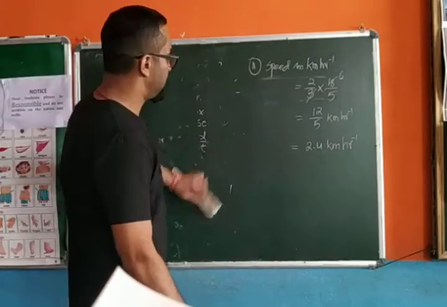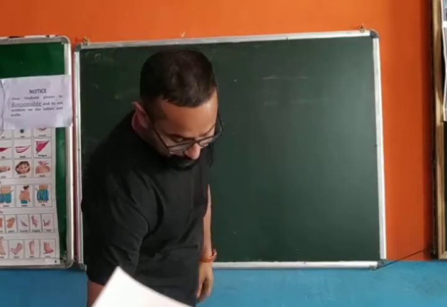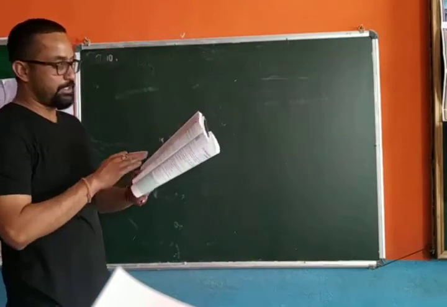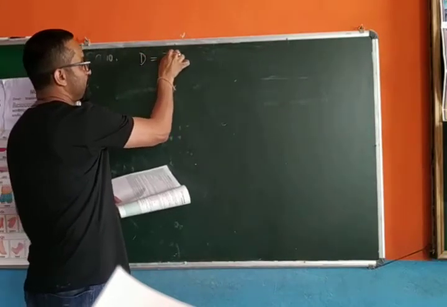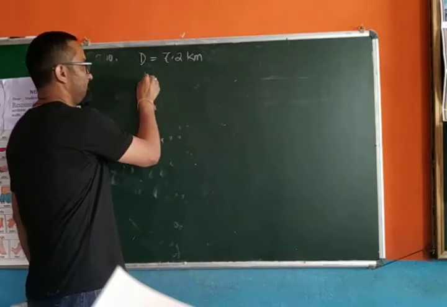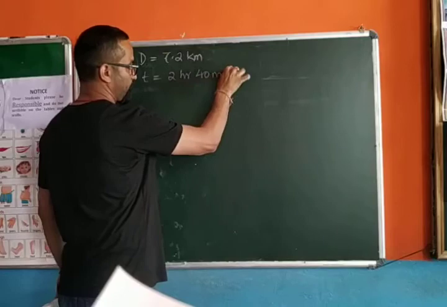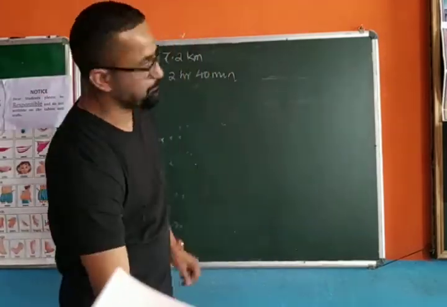You have question number 10, the last question from speed, distance and time. The question says that a distance of 14.4 kilometer, I'll change this, distance equals 7.2 kilometer, is covered in 2 hours 40 minutes. Time is 2 hours 40 minutes. Find the speed in meter per second.